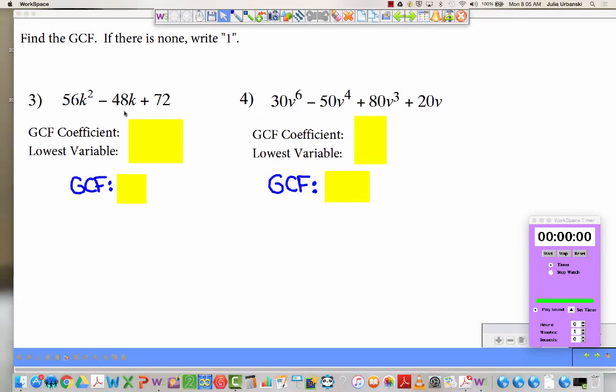Number 3. What's the number? 8. Yeah, 12 doesn't go into 56. What's the lowest variable they have in common? None. Good.